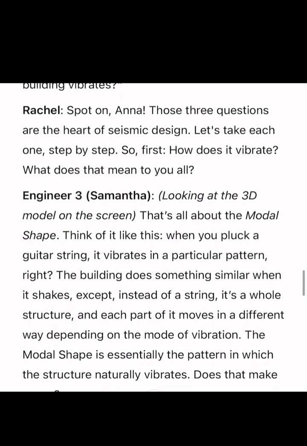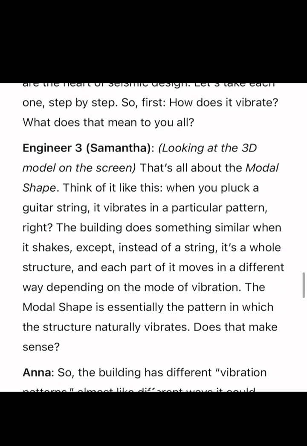First, how does it vibrate? What does that mean to you all? Looking at the 3D model screen, that's all about the modal shape. Think of it like when you pluck a guitar string, it vibrates in a particular pattern. The building does something similar when it shakes, except instead of a string, it's a whole structure. Each part moves in a different way depending on the mode of vibration. The modal shape is essentially the pattern in which the structure naturally vibrates.